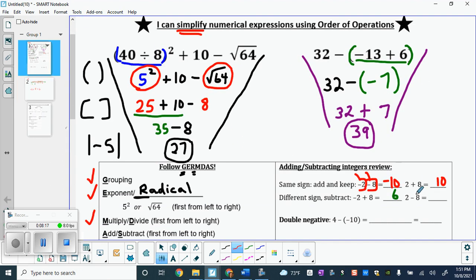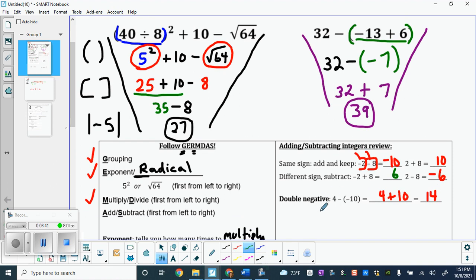All right, and then 2 minus 8. Again, they have different signs. This is a positive. This is a -8. So we're going to subtract. And since 8 is the bigger number here, this one's going to be a -6. Now the thing we saw up here in the problem was this double negative. Anytime you see that, remember it's really just adding. And here I'm going to get a 14.